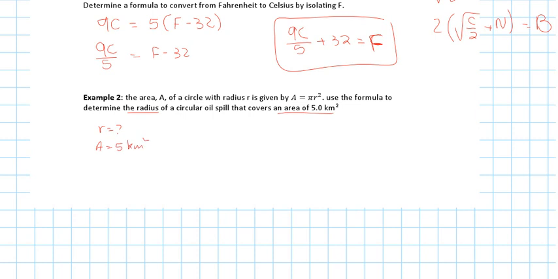How do you isolate for r? What's the first thing you want to do? Divide by pi. Remember that pi is a number, 3.1415, right? So first you want to get rid of it. You want to move it over as a division. Then square root. So now when you square root, the whole A divided by pi is going to be square root. So it's going to be the square root of A over pi equals r.